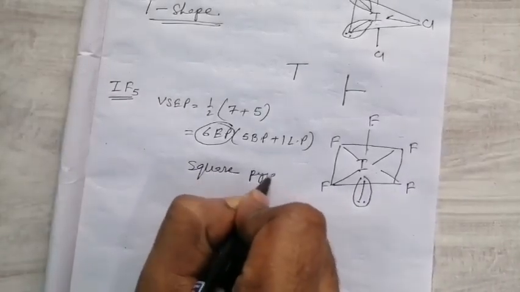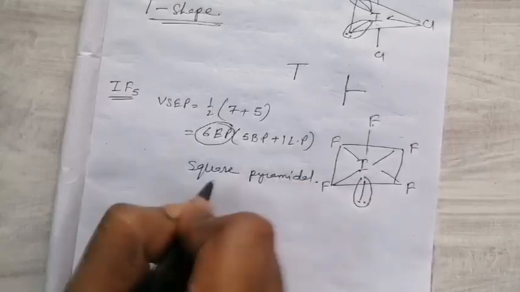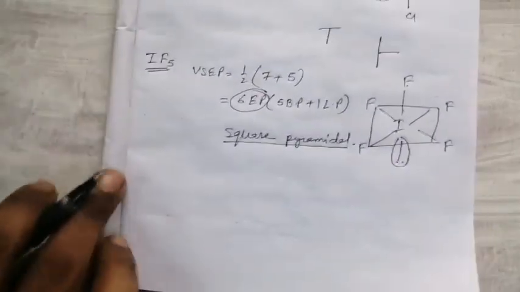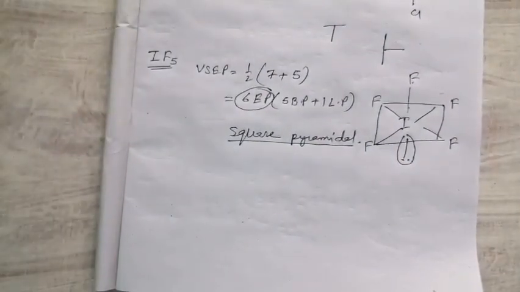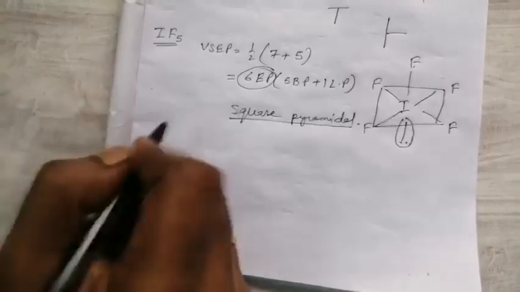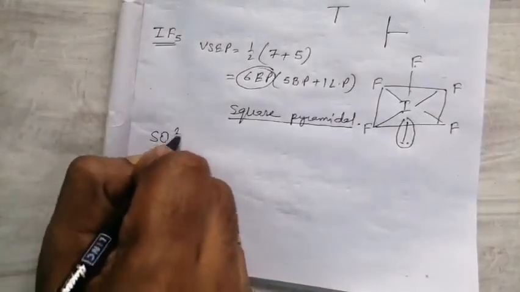Square pyramidal. Okay. Next, move on to the ionic molecule. For example, the first one, sulfate, SO4 2-.